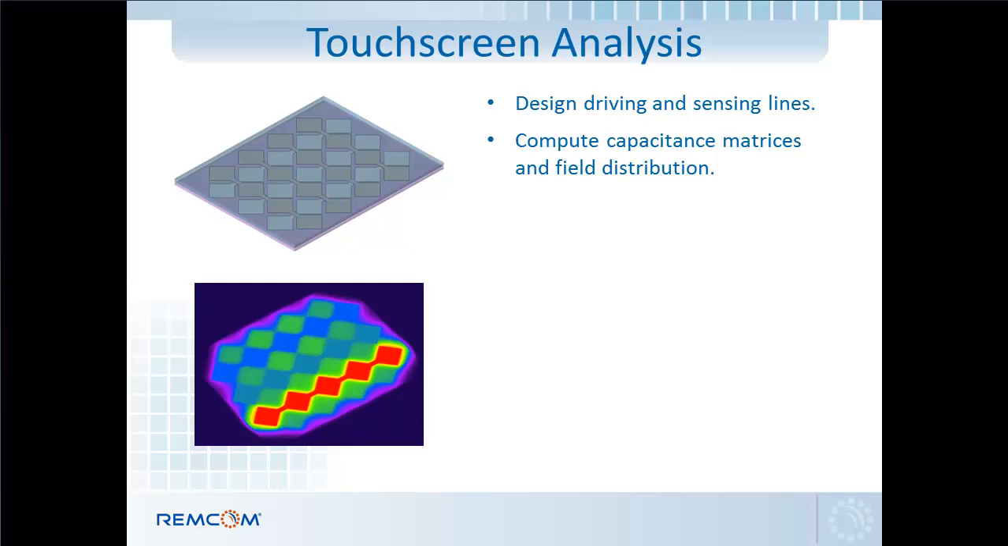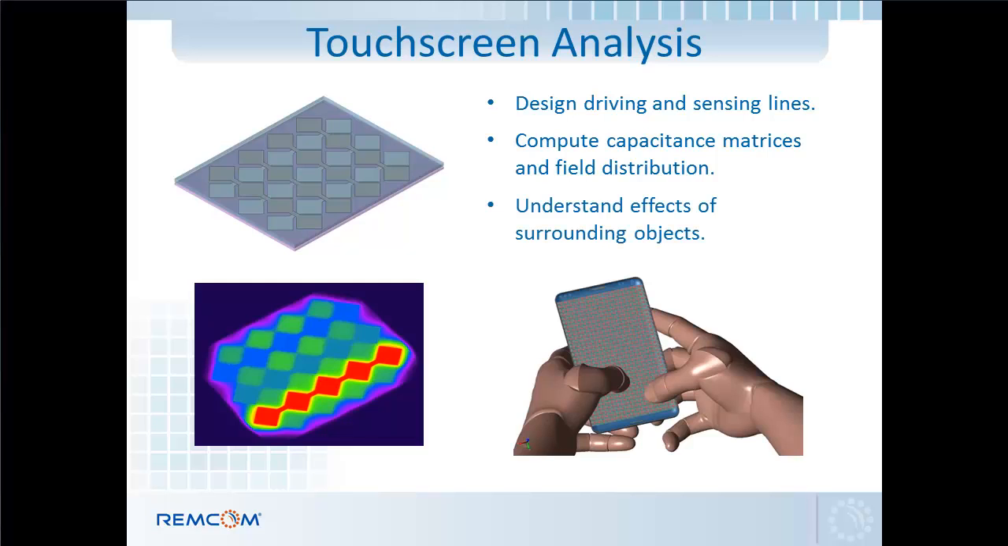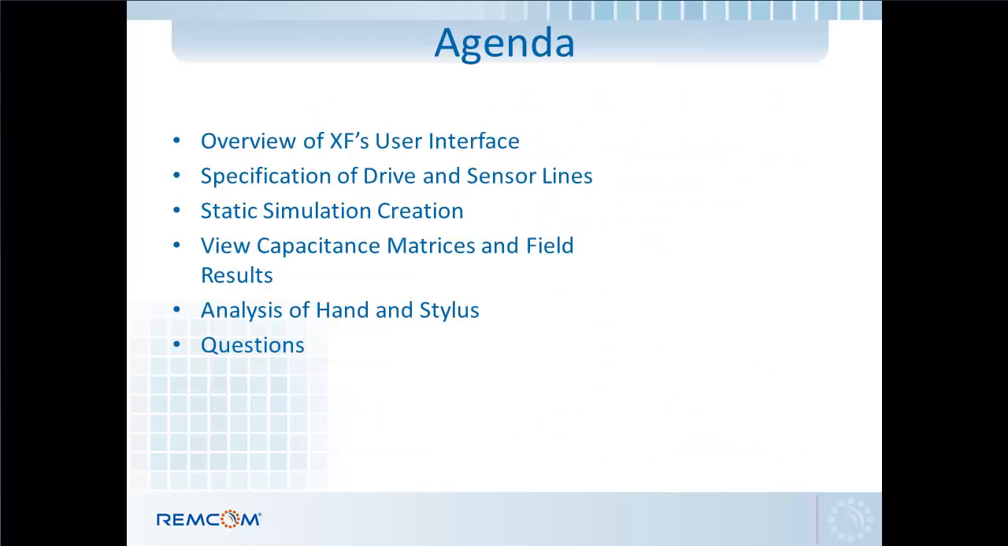Once the geometry has been defined, a simulation can be run, and this will calculate self and mutual capacitance for the matrix of conductors, and additionally, electric field and voltage distributions can be seen. Further, touchscreen analysis can be used to design the lines in isolation, or a more complicated phone model and hands can be included. Now, I mentioned cell phones a couple of times, but this analysis applies to multiple other applications including tablets, digital cameras, and infotainment systems.